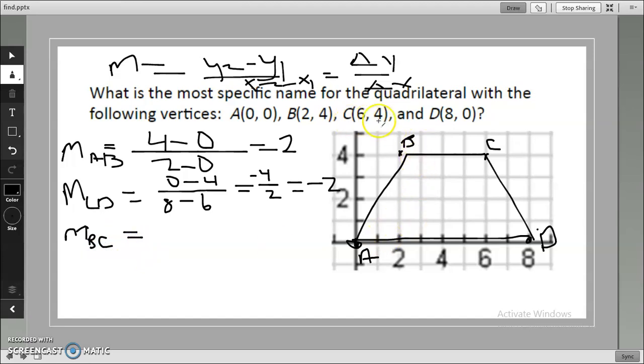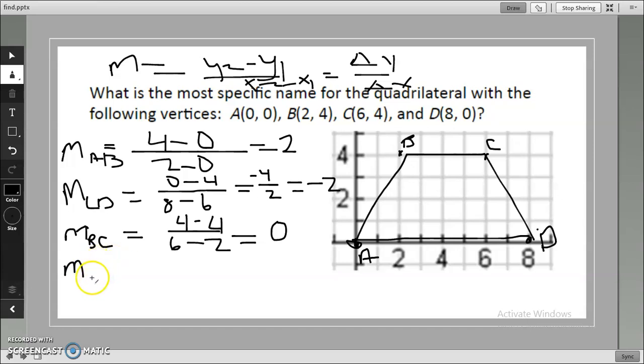So BC, my second point will be C, so y2 is 4, minus y1, which is 4, over 6 minus 2. I can really stop here. 4 minus 4 is 0, so I get 0. That slope is 0.